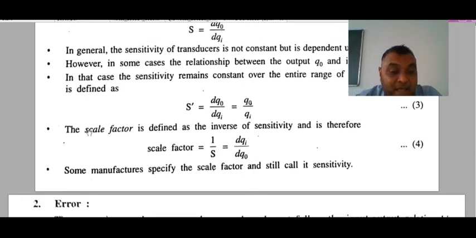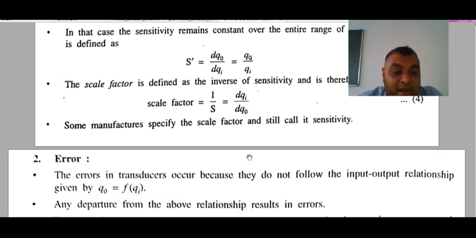Okay, now the scale factor is defined as the inverse of sensitivity, and therefore scale factor is equal to 1 by s, and is equal to dqi by dq0. Now some manufacturers specify the scale factor and still call it sensitivity. So students, if you want to say what is the sensitivity and what is the scale factor, you can easily understand by these definitions, or by this equation, that is scale factor is equal to 1 by s, and that is nothing but whatever the changes in input related to whatever the changes in output. Okay, so you can easily understand from this equation.